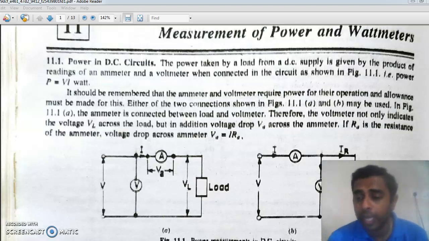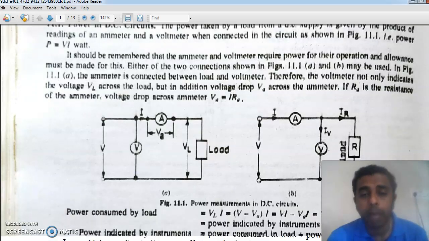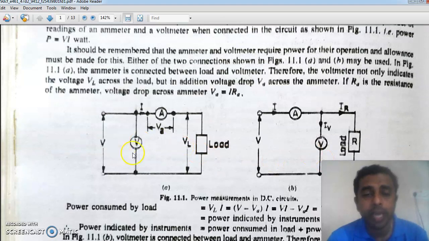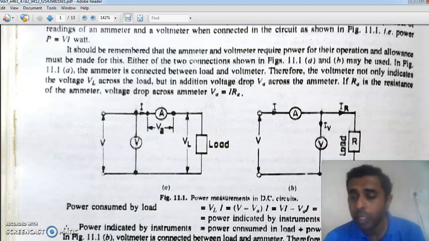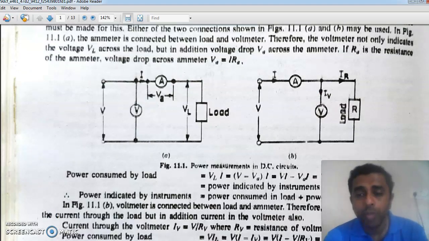You can see in the circuit that you have an ammeter and a voltmeter. The ammeter reads the current and the voltmeter reads the voltage. Simply take the readings and multiply them, and you get the power measurement. Now, in this picture there are two ways of connecting the voltmeter and ammeter. In the first figure, the ammeter is very close to the load terminals, and in the second figure, the voltmeter is very close to the load terminals.